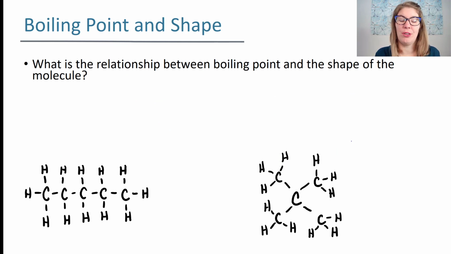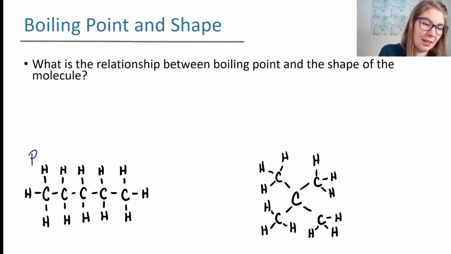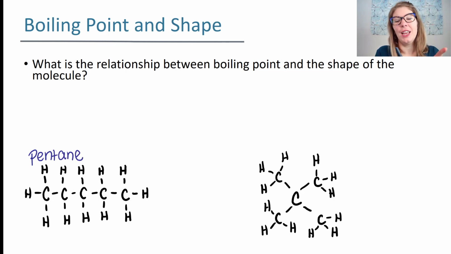Now let's look at boiling point and shape. If we look at these two structures, I want you to take a moment and consider the structure on the left. It has 5 carbons. We call this pentane. And the structure on the right also has 5 carbons. It also still has the same number of hydrogens. These two molecules have the same chemical formula, but they're going to have very different boiling points.